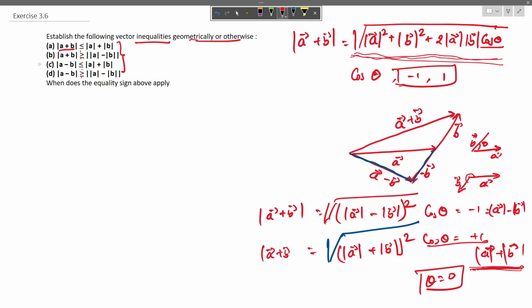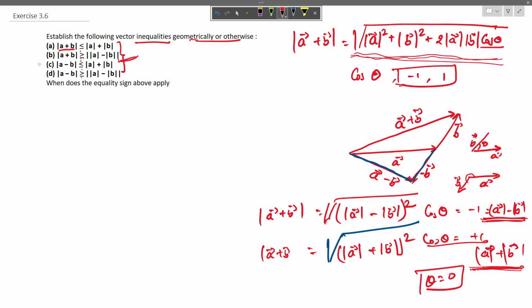Now the second question also says that the magnitude of vector addition of vectors a and b is always going to be greater than a minus b. So we see that the minimum it can go is a minus b, the difference in the magnitudes of both the vectors. So the minimum it can go is this one. So this relation is also true here.